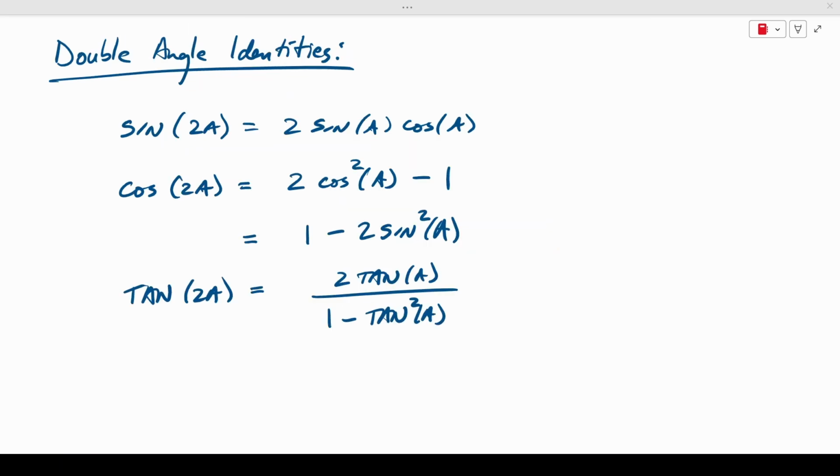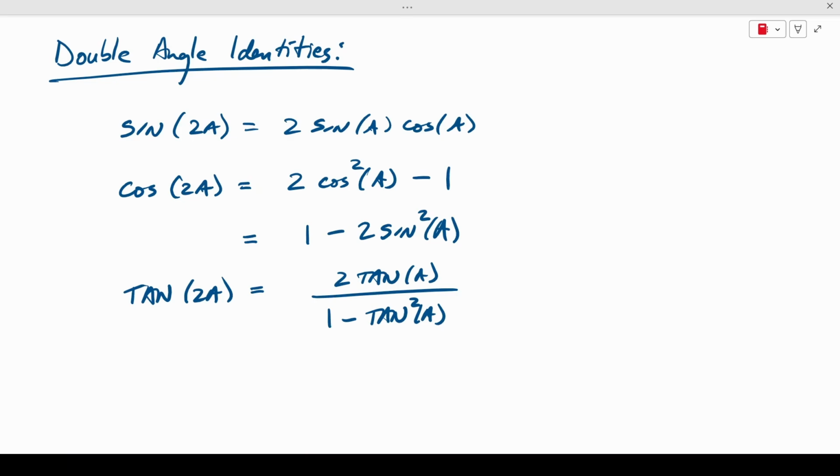So now this brings us to the double angle identities. Here they are. Sine of 2 times an angle equals 2 times sine of the angle cos of the angle. Cos of 2 times an angle is 2 times cos of the angle squared minus 1, or equivalently, 1 minus 2 times sine of the angle squared. And tangent of 2 times an angle is 2 times tangent of the angle over 1 minus tangent of the angle squared.